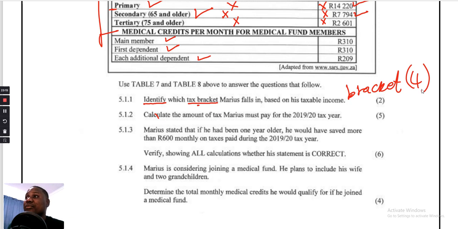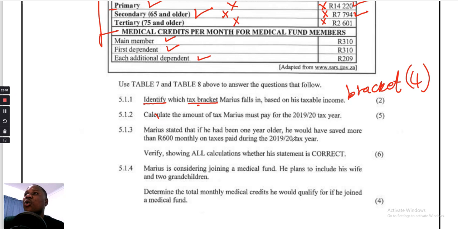Okay, move forward. Now number 2, they say calculate the amount of tax Marius must pay for the 2019-2020 tax year. That means, remember, we want the amount of tax that he's going to pay for the whole year. That means we must calculate the annual income tax.